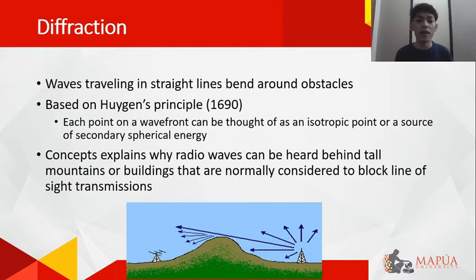Diffraction happens when waves traveling in straight lines bend around obstacles. Based on Huygens' principle, each point on a wavefront can be thought of as an isotropic point or a source of secondary spherical energy. This concept explains why radio waves can be heard behind tall mountains or buildings that are normally considered to block line-of-sight transmission.